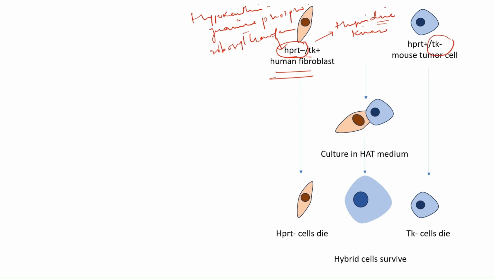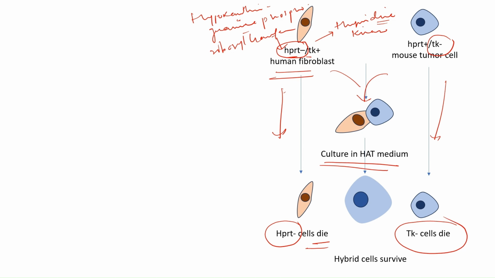Whereas in the mouse tumor cell, we removed the gene for thymidine kinase. Now when we grow these cells in a HAT medium, we have three lines: before fusion, the human fibroblast and mouse tumor cell, and after fusion, the hybrid cell. When we grow such cells in a HAT medium, we observe that the human fibroblast cell will die. Why? Because it does not contain the gene for the HPRT enzyme, which is needed for DNA synthesis, and without the synthesis of DNA, the cell will die.